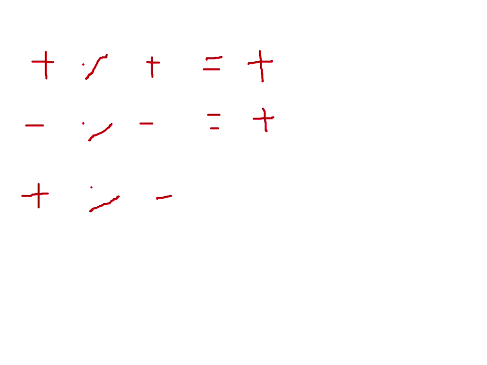I like to say, because most of these items that we're going to be dealing with are only two numbers, if we had a positive number being multiplied or divided by a positive number, then our answer will be positive. If you have a negative number being multiplied or divided by a negative number, then its answer will be positive. If you have a positive number being multiplied or divided by a negative number, then the answer is negative.